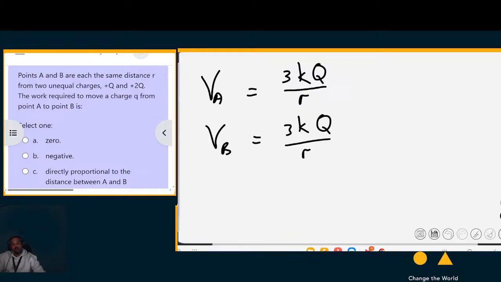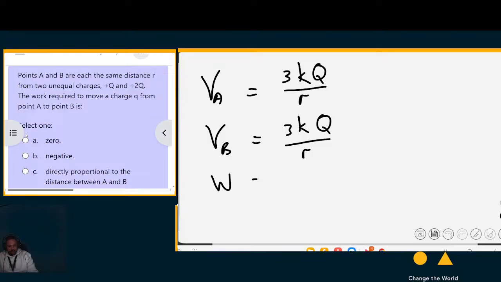Okay, the question asks for the work required to move a charge Q from point A to point B. So to move this charge from point A to point B, we need that work. Now, how do we calculate the work?